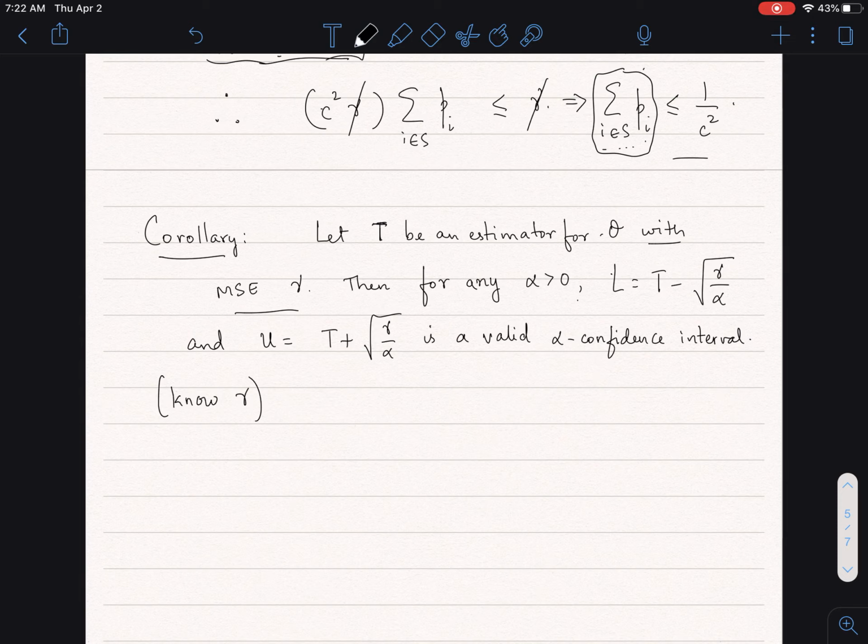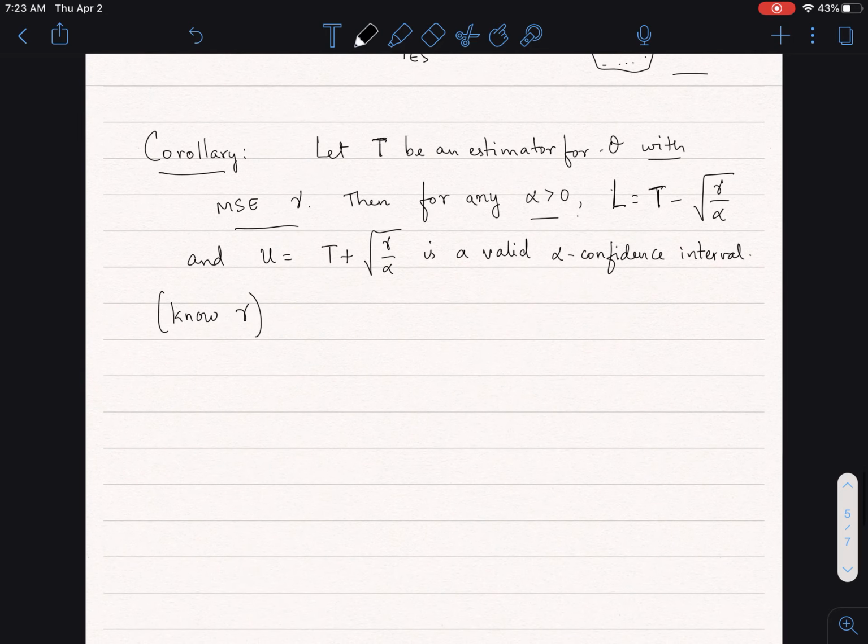As you will see, there are lots of cases where we have some a priori, in some sense trivial, estimate for what gamma should be, maybe because this random variable is somehow bounded. Then what we would like to claim is that for any alpha more than 0, setting L equal to T minus square root of gamma by alpha and U equal to T plus square root of gamma by alpha gives you a valid alpha confidence interval.